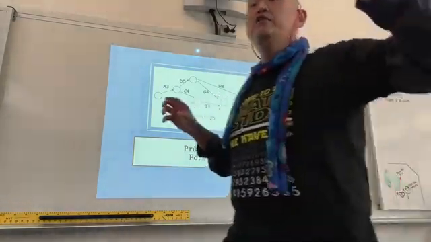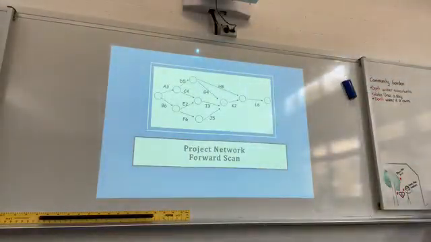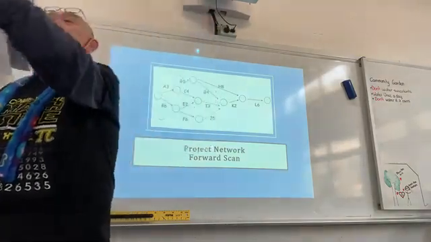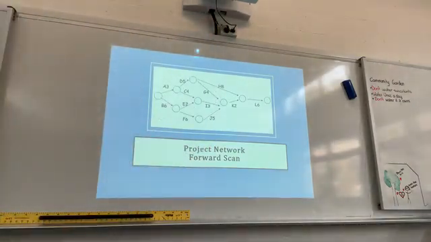So if you actually keep your network with you, because I am actually going through the network, I'm going to do a forward scan and a backward scan, and show you the critical path. At the moment, I'm just going to show you two things. One is the earliest starting time, and the other one is forward scan. How do you do that?